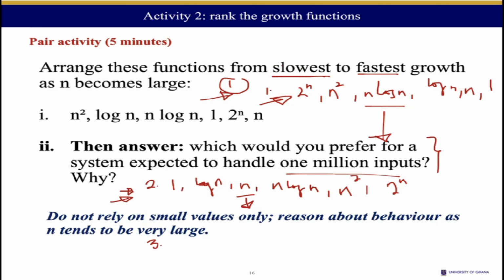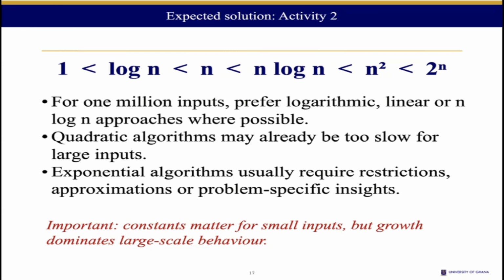So in that case, looking at the answer the guy gave, the second one, he stated from the slowest, which is 1 being the constant, then log n, followed by n, in that order. So he stated accordingly from the slowest to the highest.